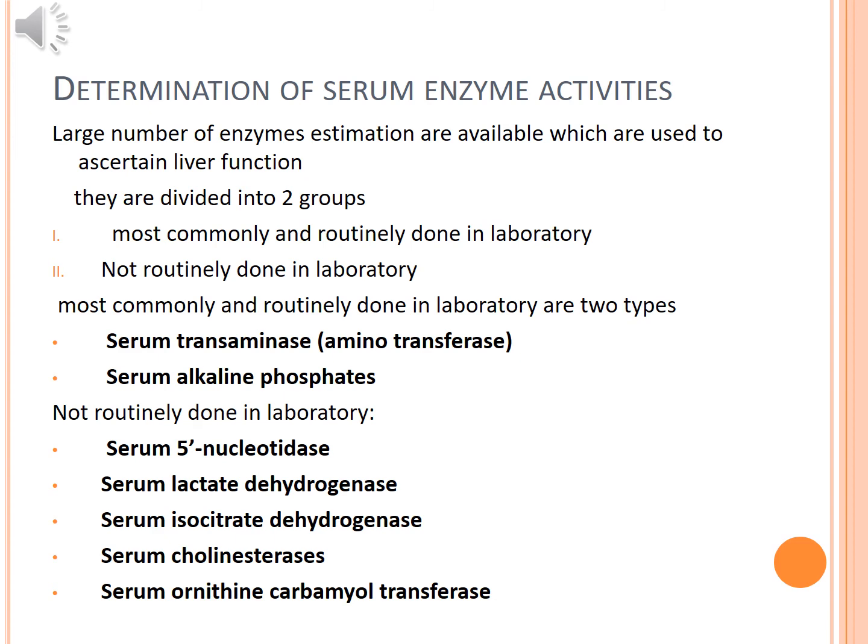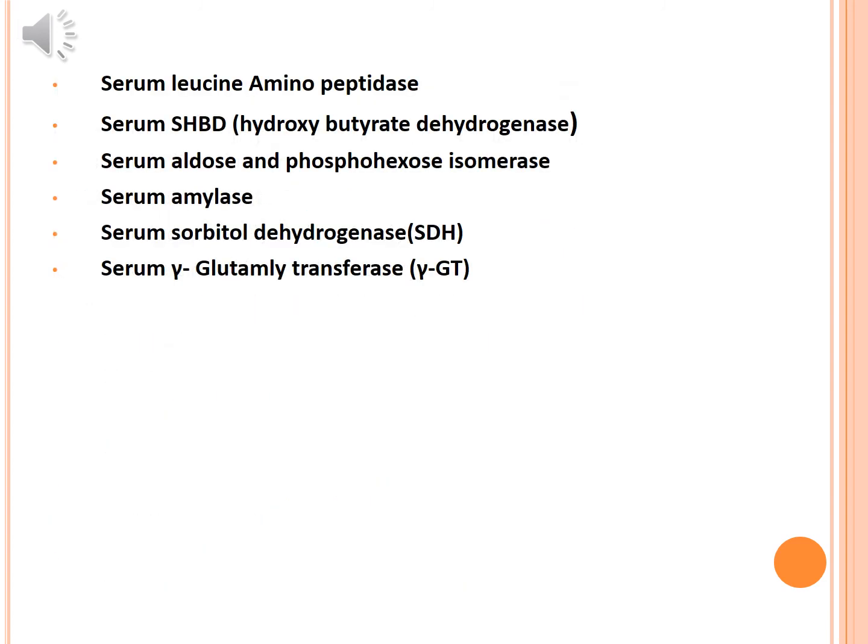The first one, serum 5 nucleotidase, second, serum lactate dehydrogenase, third, serum isocitrate dehydrogenase, fourth, serum cholinesterase, fifth, serum ornithine carbamyl transferase, sixth, serum leucine aminopeptidase, and seventh, serum HBD, hydroxybutyrate dehydrogenase, eighth, serum aldolase and phosphohexose isomerase, ninth, serum amylase, 10th, serum sorbitol dehydrogenase SDH, and finally serum gamma glutamyl transferase. These tests are used in the non-routine laboratory.